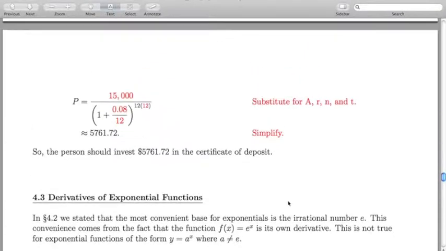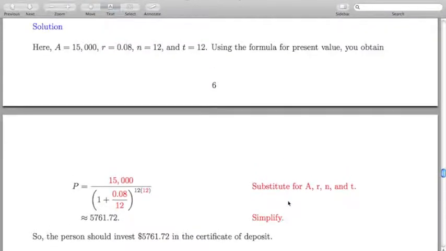So I'm going to end the discussion there, and we'll pick up in the next video lecture to close out section 4.3.